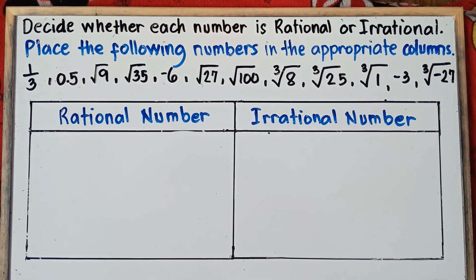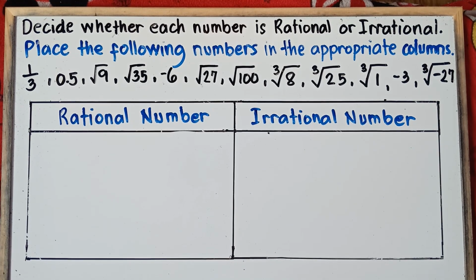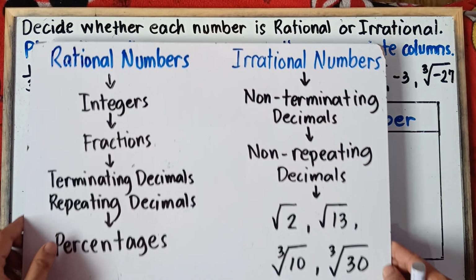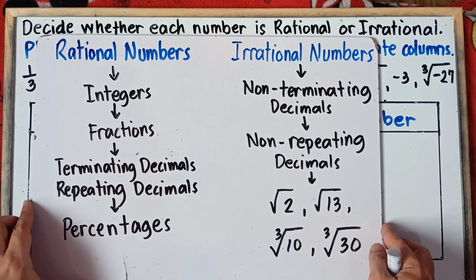Our topic for today's class is that we're going to decide whether each number is rational or irrational. So without further ado, let's do this topic. Before we answer this one, class, let's first recall rational numbers and irrational numbers. Rational numbers have the following examples.